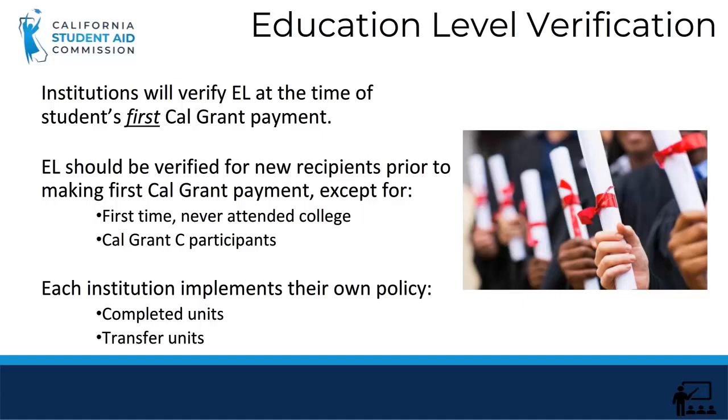Education level verification is the process in which schools verify the education level of newly awarded Cal Grant awardees. This process allows for the Commission to assign the correct number of years of eligibility for the Cal Grant award. Verification should be completed prior to the first Cal Grant payment. Verification is not required for two groups of students: first time never attended college and Cal Grant C recipients. Each school will use their own internal policy regarding the determination of education level for reporting purposes.